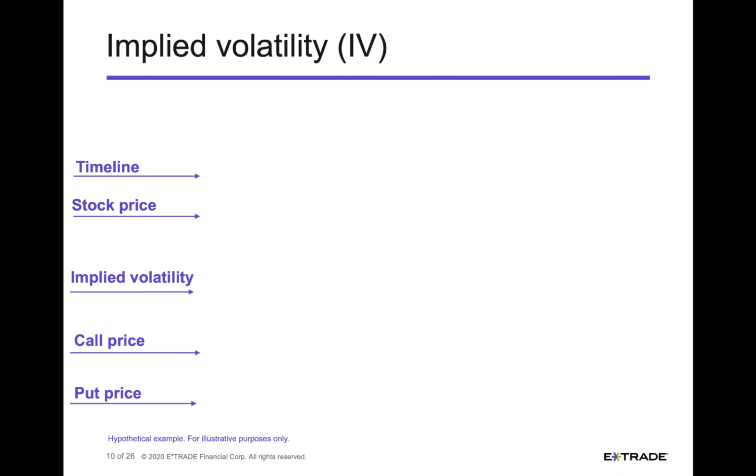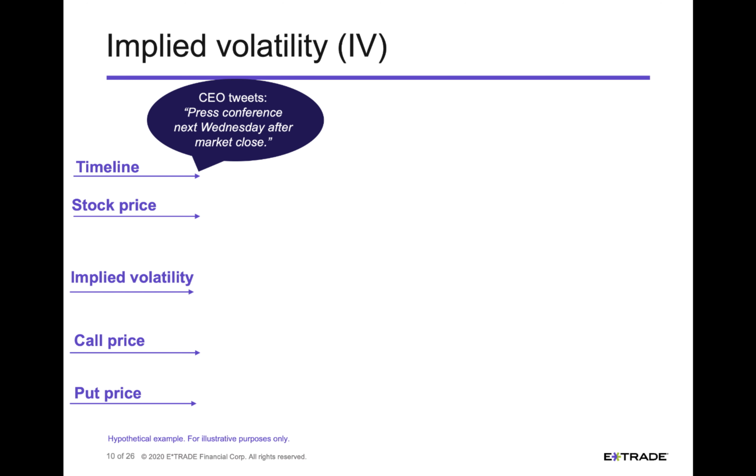We're going to look at the timeline, the stock price, the changes in implied volatility, the changes in call price, and the change in put price. So here's what happens. Stock's just doing its thing, and the CEO tweets, hey, press conference next Wednesday after the market close. Now, is that good news or bad news? Well, it's neither. When I wrote this, I wrote it very intentionally to not sound like this was good stuff or bad stuff. It's just saying that there is going to be information released at a press conference next Wednesday.